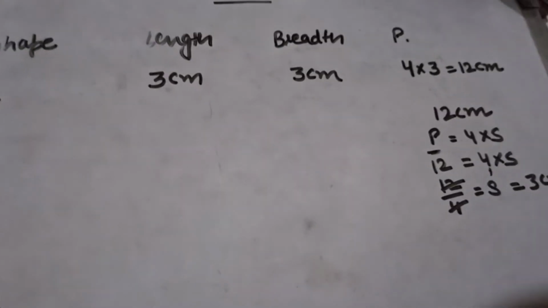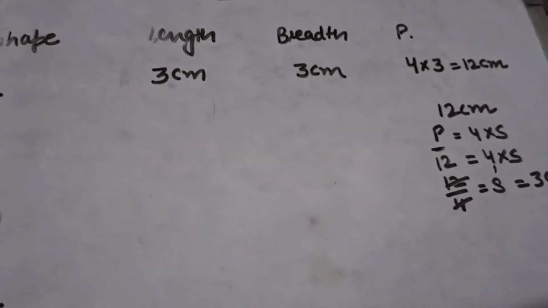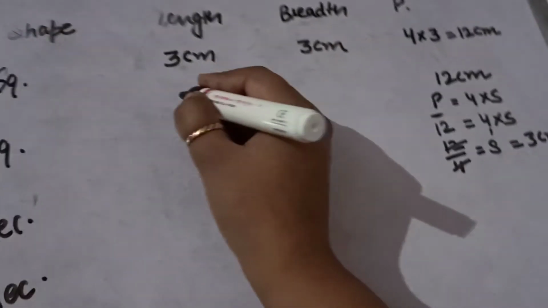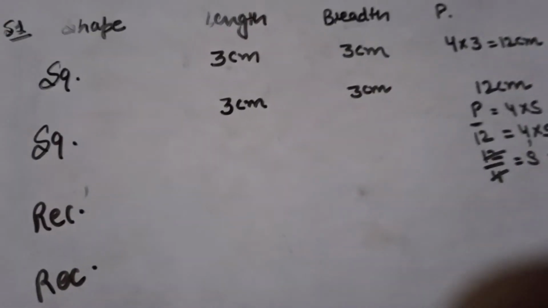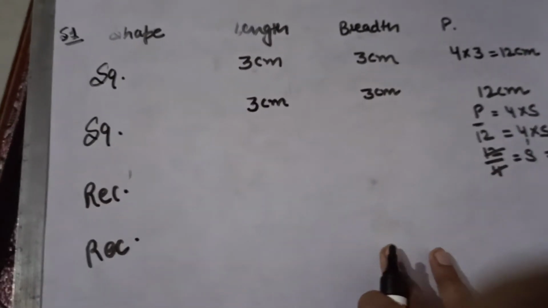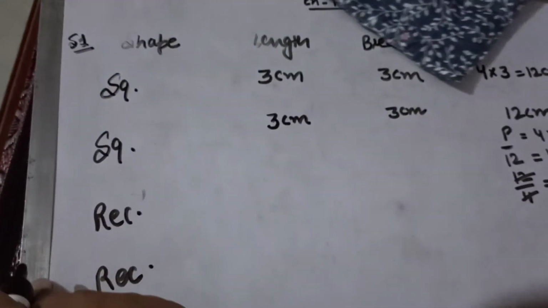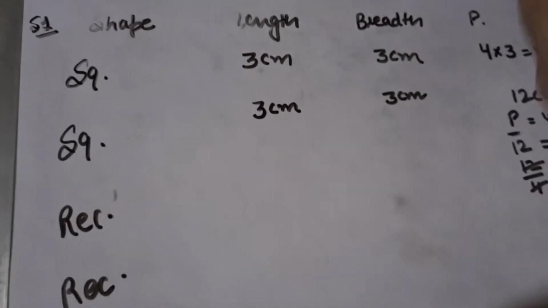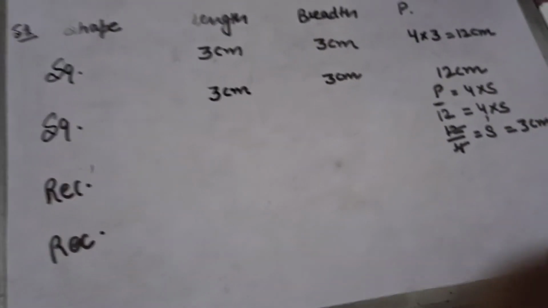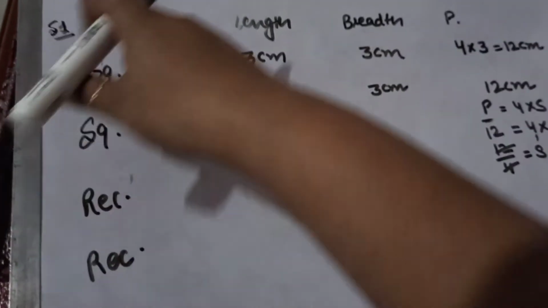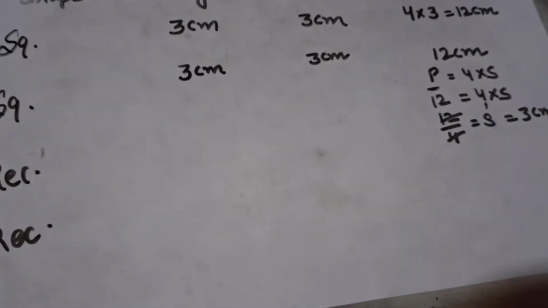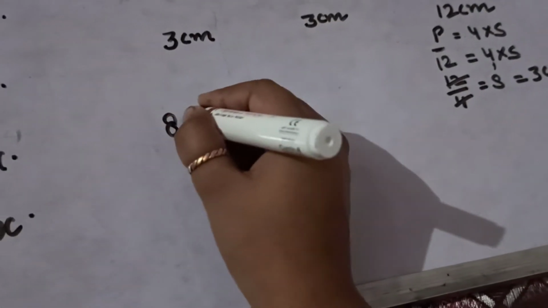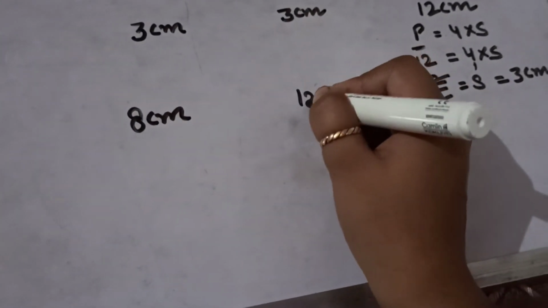So students, in square all sides are equal, right? So it means the length is also same and breadth is also same. Clear? See, this is the board. In this board, this is the length of the board and this one is its breadth. Clear? After that, it is given rectangle 8 centimeter, 12 centimeter.